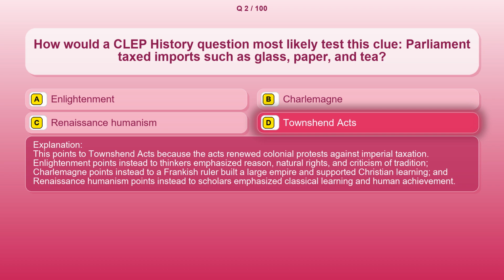Enlightenment points instead to thinkers who emphasized reason, natural rights, and criticism of tradition. Charlemagne points instead to a Frankish ruler who built a large empire and supported Christian learning, and Renaissance humanism points instead to scholars who emphasized classical learning and human achievement.